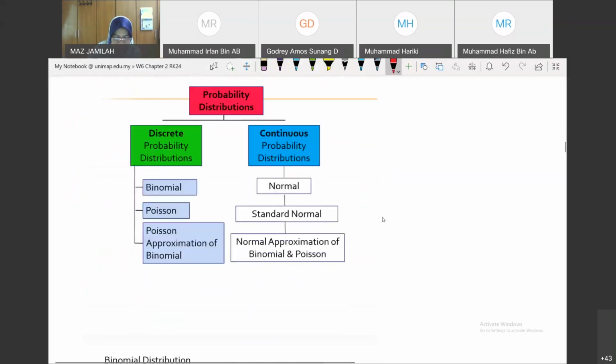Now probability distribution can be divided into two, as I mentioned earlier. We have discrete, we have continuous. So under discrete, we have binomial, then we have Poisson, and then we have Poisson approximation of binomial. For today's class, I'm going to finish this because it involves a few concepts that I need to make sure everyone understands, the whole fundamental concept, in order for you to understand chapter 2.